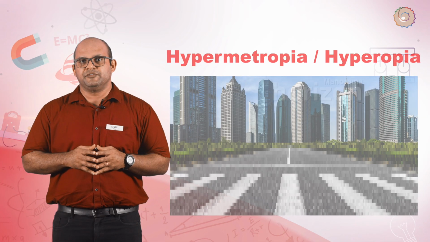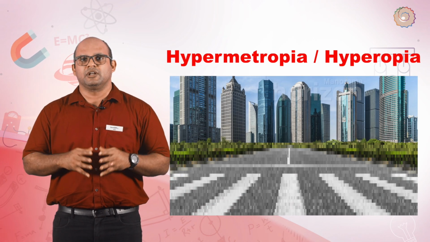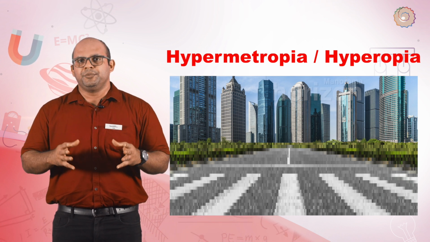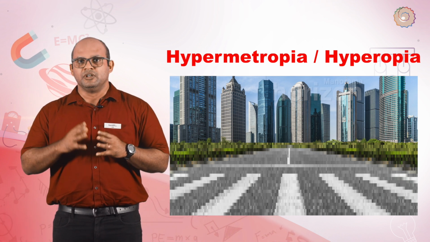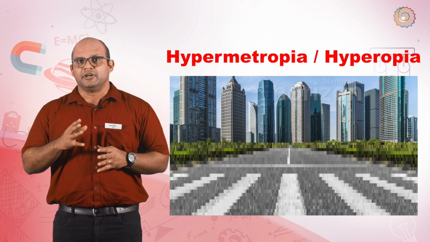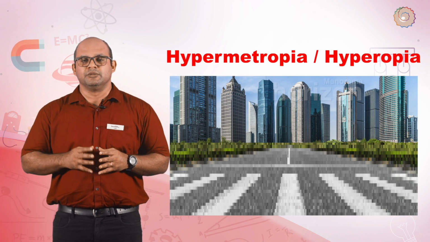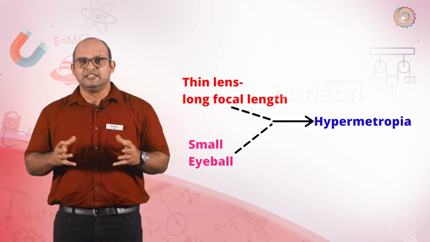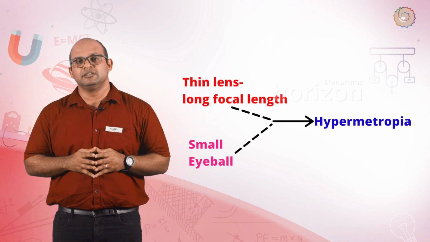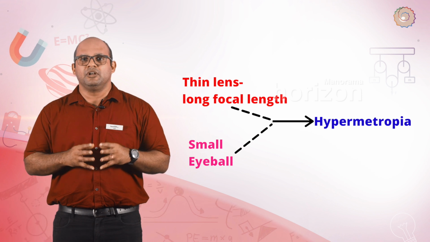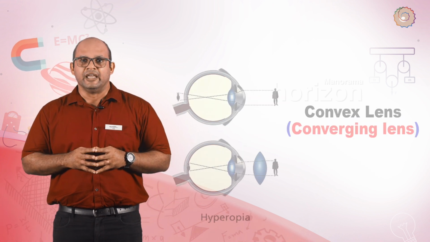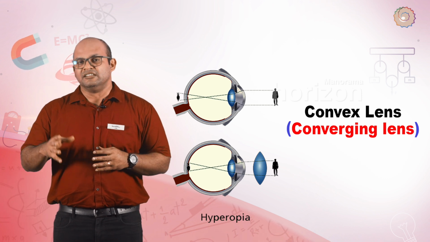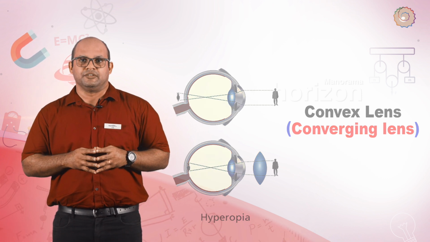The next defect that we shall review is hypermetropia or hyperopia, commonly called far-sightedness. Hyperopia occurs when a person can resolve objects in the distance clearly but struggles to look at objects close to them sharply. This can either happen because the lens is abnormally thin, so it has a very long focal length, or it can happen because the eyeball is abnormally small. In the earlier case, we used a concave lens to correct the problem. In this case, we will use a convex lens.